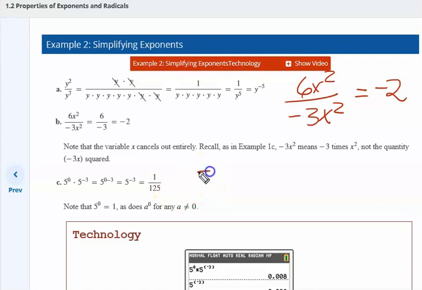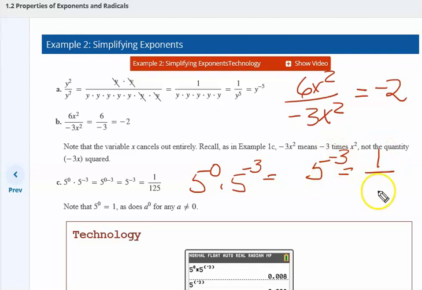And for this one, let me write it bigger: 5 to the 0 power times 5 to the negative 3 power. Well, this is a 1. So in a sense, all that this is is 5 to the negative 3, which we then bring down to our denominator, 5 to the third, which is 1 over 125.